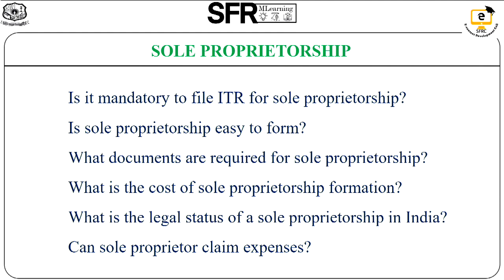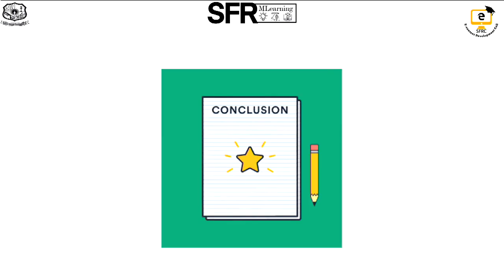Finally, I conclude my topic. He is a single person starting the business, so no legal formalities and no legal registration are required. For a sole proprietorship, GST is required only above 20 lakhs. So it is easy to form the business.